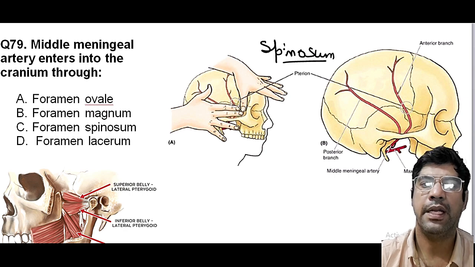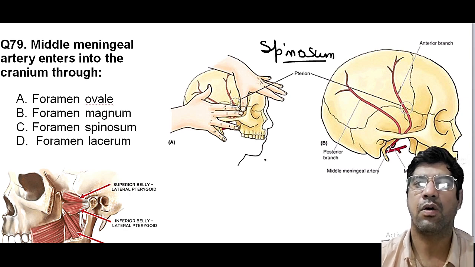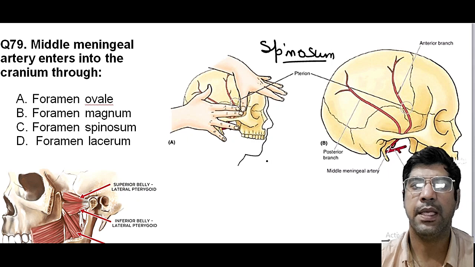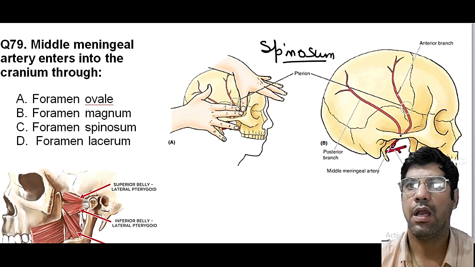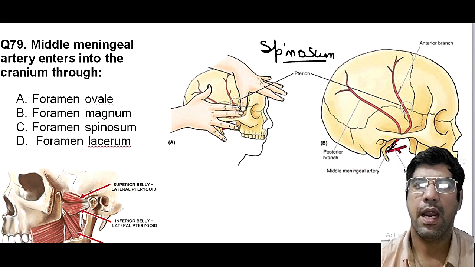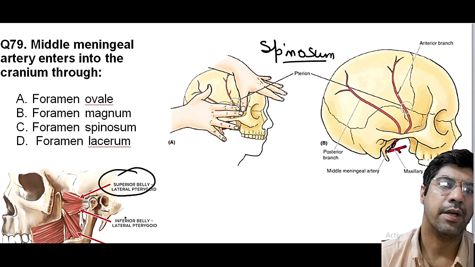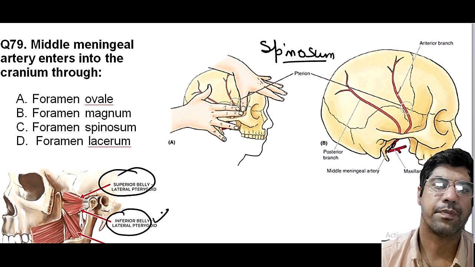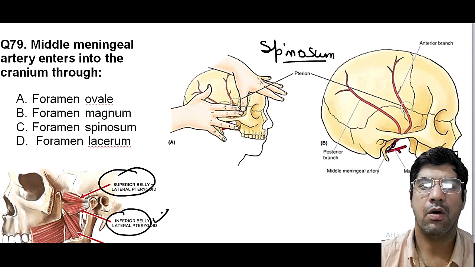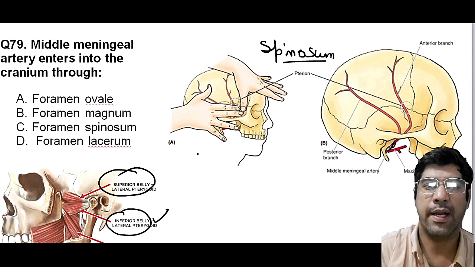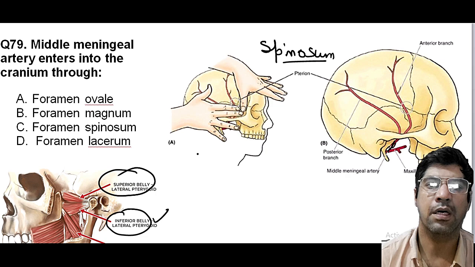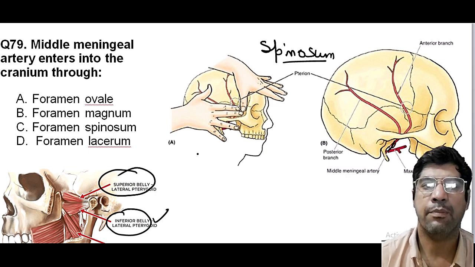So imagine the artery as a traveler on a road map. In the beginning, it goes upward and inward, passing deep under the muscle, that is the lateral pterygoid, and over the sphenomandibular ligament. You can remember the lateral pterygoid as a bridge, and over there is a ligament, that is the sphenomandibular ligament. Imagine it as a road sign.